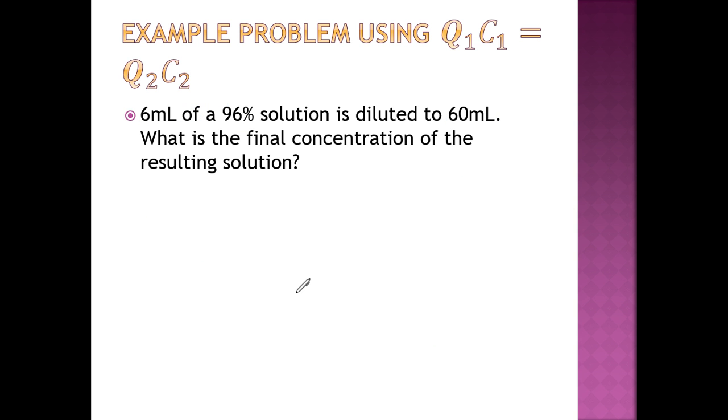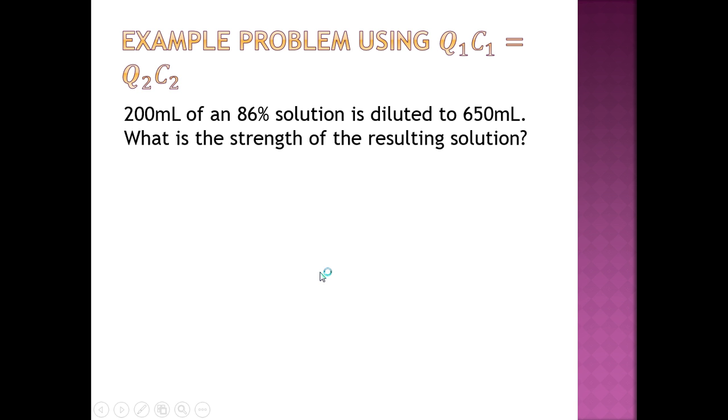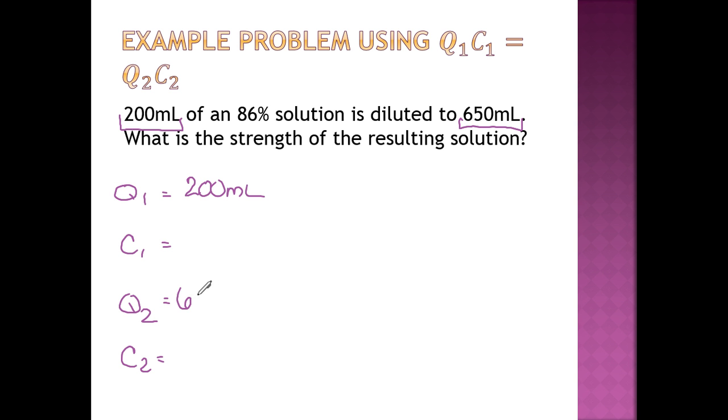Let's take a look at an example just like that one more time. So I have 200 mLs of an 86% solution is diluted to 650. What is the final concentration of the resulting solution? So first, I'm going to go ahead and pull out all of my information before I try setting up the equation. So I have two quantities here. The low quantity will be quantity 1. The higher quantity will be quantity 2. I have a percentage connected to the 200 by that keyword of. So my 86% is going to be C1, and I have X for my C2.